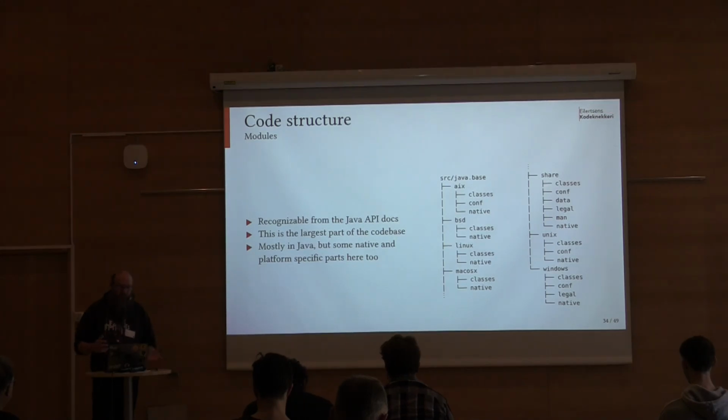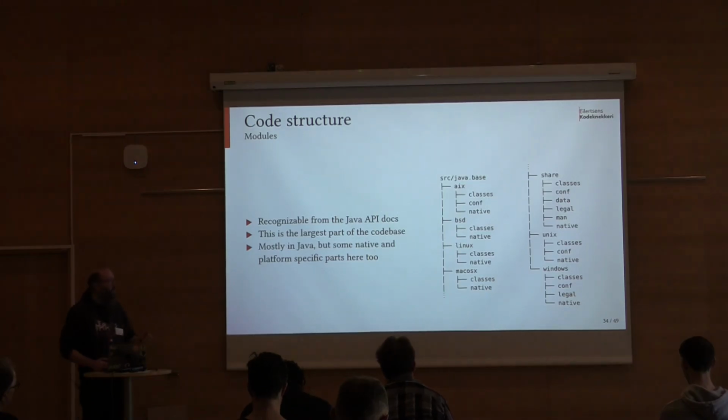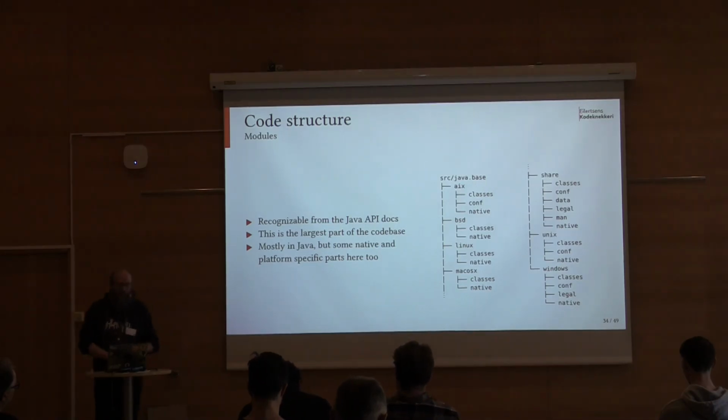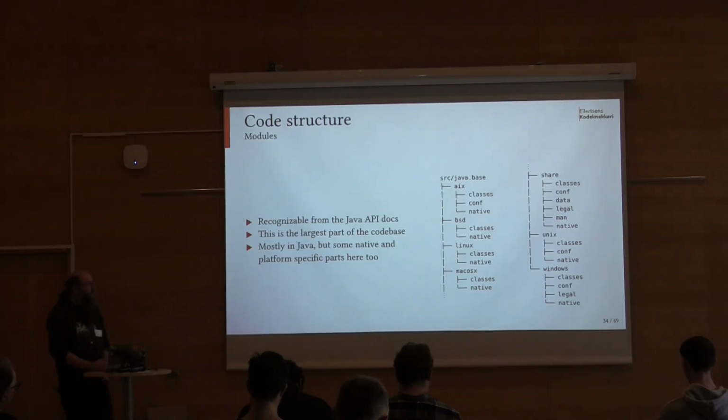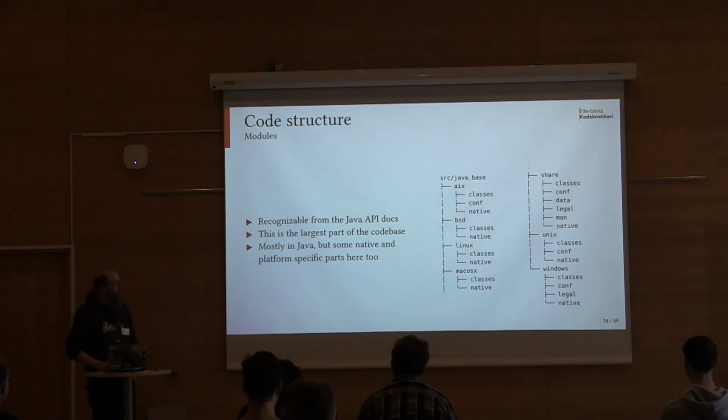In addition to HotSpot and stuff, there's the rest of the virtual machine, which is split into different modules. These are recognizable usually from the Java API docs. You have java.base, java.desktop, java.awt, java.net, etc. These are mainly written in Java, but as you can see in the example here, there's also some native code to be found sprawling around this place. And here you can see that macOS is actually called macOS.